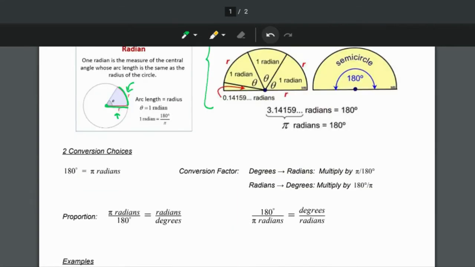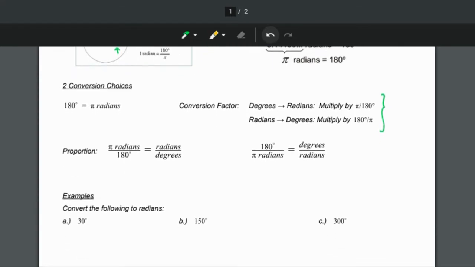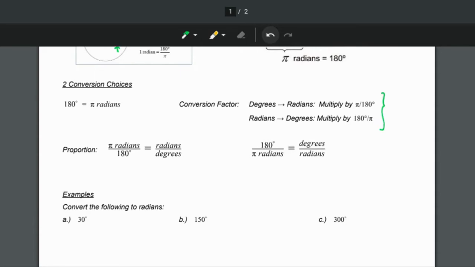When you convert from radians to degrees or vice versa, you're always going to multiply, and you're either going to multiply by pi over 180 degrees or 180 degrees over pi. So the best way to think about it is the way that you do it in science class, which is dimensional analysis. So let's take a look at example A.